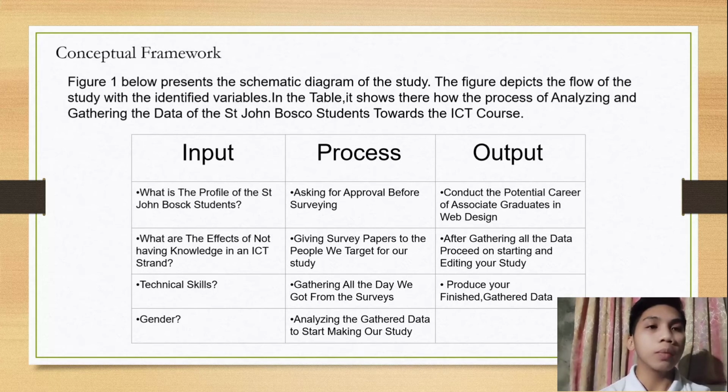In the second one, in input, we are going to conduct the question of what are the effects of not having knowledge in an ICT strand. And after that, we are going to distribute our survey for the associate graduates, and after we get the answers of the associate graduate students, we are going to study their answers and put them in our study. The third one, we are conducting the question of what are those technical skills they have and what are those that make them terrified in their course. After that, we are going to gather all the data that we got. And lastly, we will produce our study and present it to our professor.